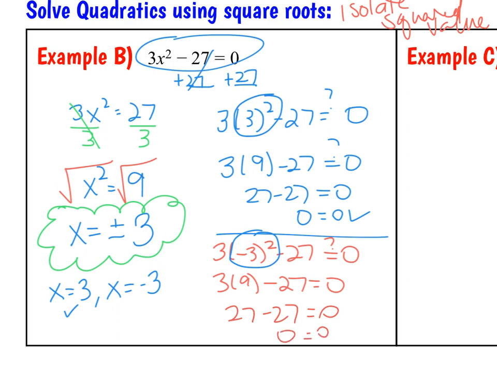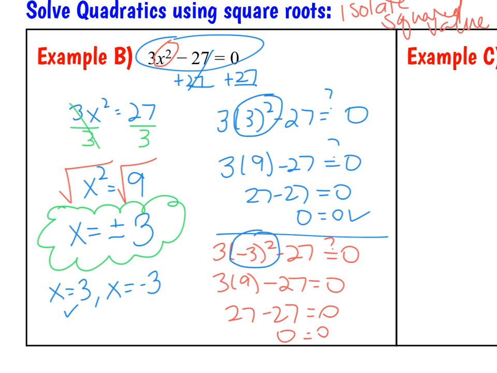So notice that when a value is squared, we can use a positive and a negative value. That's why when you take the square root, when you're down in this area here, we will have a plus or minus value. Because if I plug in positive 3, that'll be positive 9, and if I plug in a negative 3, that'll still give me a positive 9, so it'll make it true.